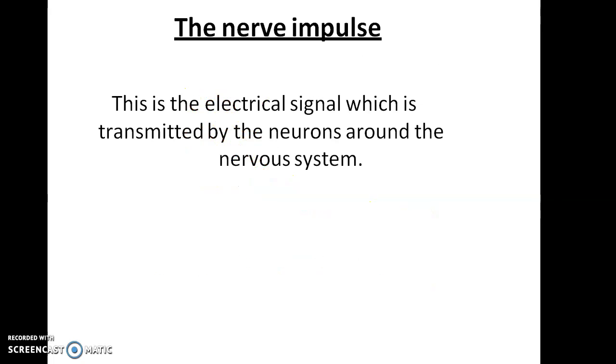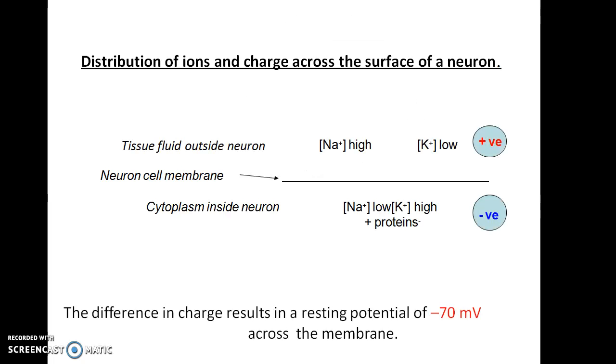Firstly, what is a nerve impulse? It is an electrical signal which is transmitted by the neurons around the nervous system. Now, the distribution of ions and charge across the surface of a neuron.